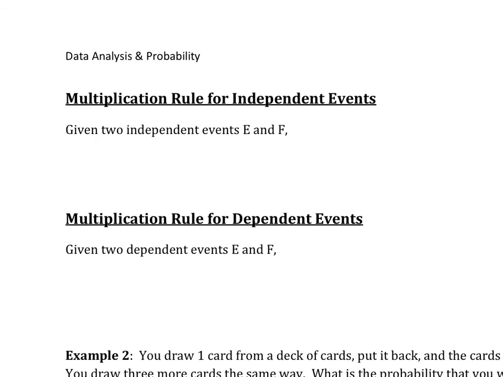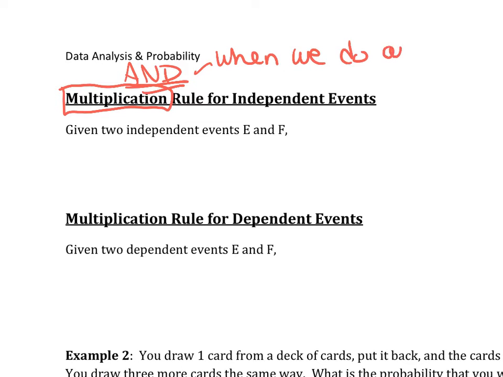So now with this multiplication rule, again, multiplication rule is whenever we have and. So and probability is when we do an experiment multiple times, or if we're doing multiple experiments. If you remember with our or probability, that means we're only doing the experiment once, and we're looking for multiple outcomes. With and probability, we are doing the experiment multiple times, and we're looking for a specific outcome each time.